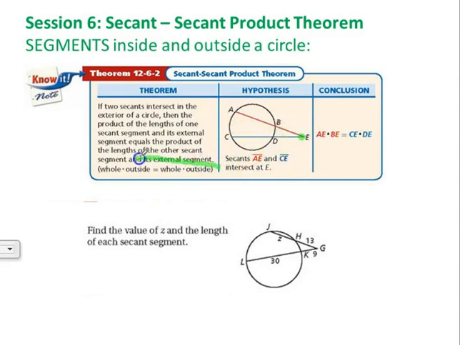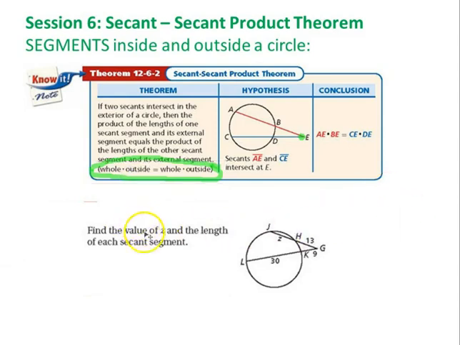So a way you could think of the secant product theorem is whole times outside equals whole times outside. Whole times outside equals whole times outside. That's the secant product theorem. That always helps me remember what the pattern is for that.